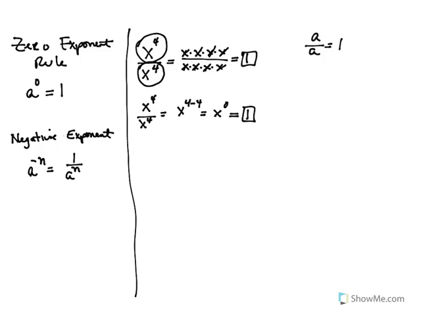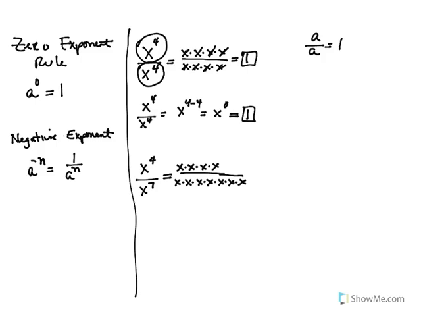Okay? All right. So how does this occur? Let's look at x to the fourth over x to the seventh. So when we do it the long way, we get x times x times x times x over x times x times x times x times x times x times x.